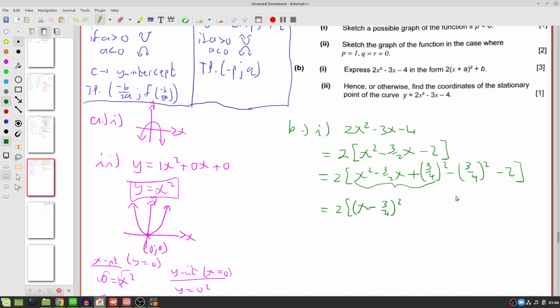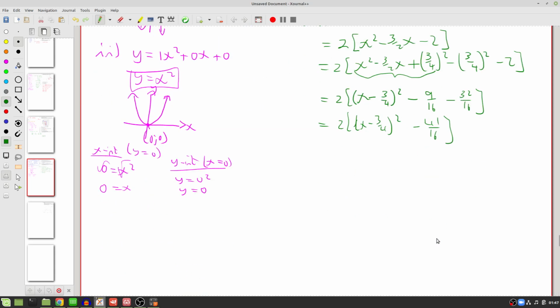Right, and this we can just work out. You can type that in the calculator. I'm just going to do it step by step. So minus 3 squared is 9, 4 squared is 16, and then minus 2. Now for a common denominator, I'm just going to say 2 is the same as 32 over 16. Alright, let's simplify a little bit. So we've still got our x minus 3/4 squared, then minus 9 minus 32 is minus 41 over 16.